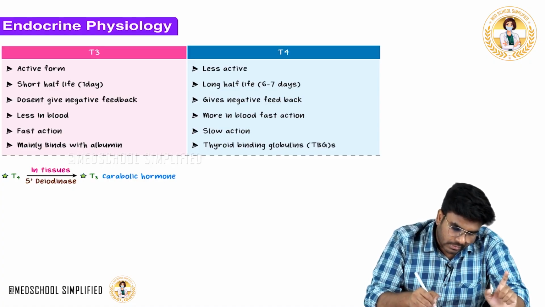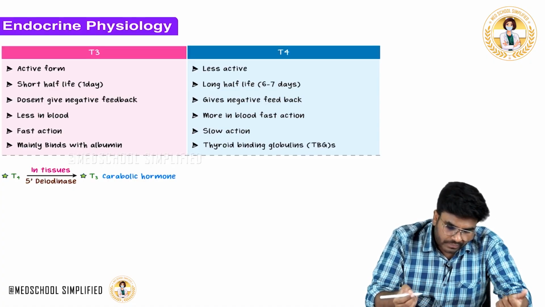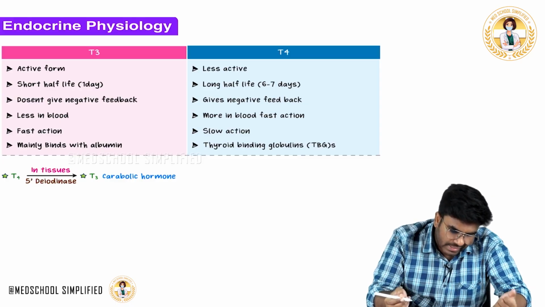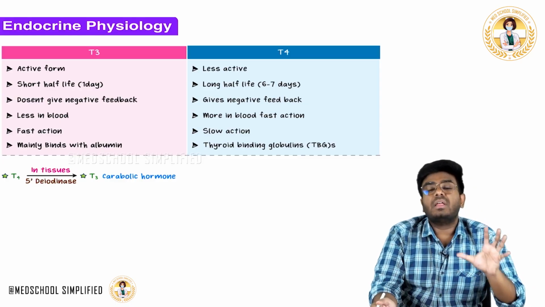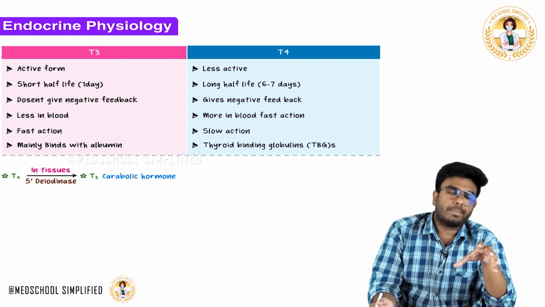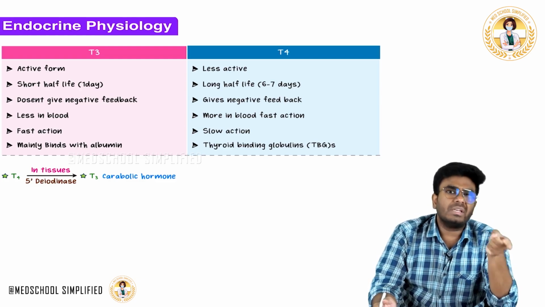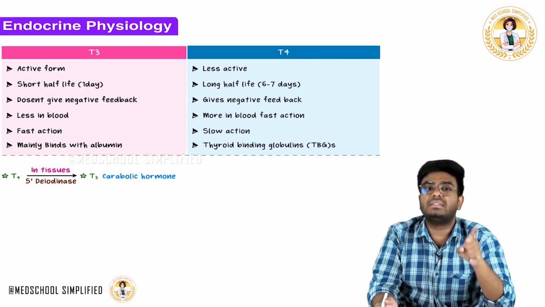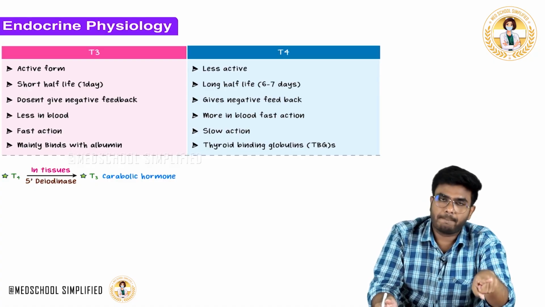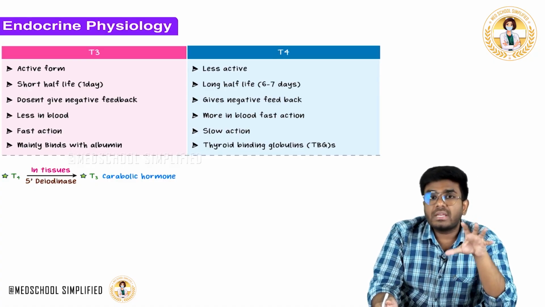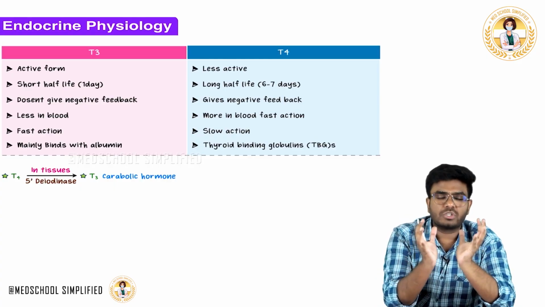Now, who is more in quantity? The more in quantity is T4 and less in quantity is T3. See, the real store of thyroid hormone is who? T3 or T4? It's the T4. Wherever needed, there T4 will be converted into T3. So who is the real store? It's the T4. So the thyroid hormone store is T4.